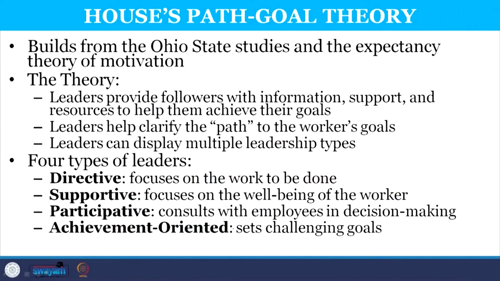The path goal theory of leadership was proposed by House, which builds from the Ohio State studies and the expectancy theory of motivation. This theory says that the leader provides followers with information, support and resources to help them achieve their goals. Leaders clarify the path to the workers' goals. So, the goal is important, but the workers also need to be told the path through which they can attain the goal.